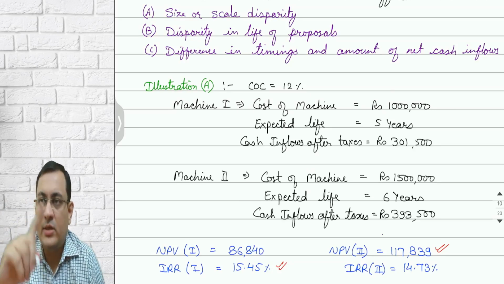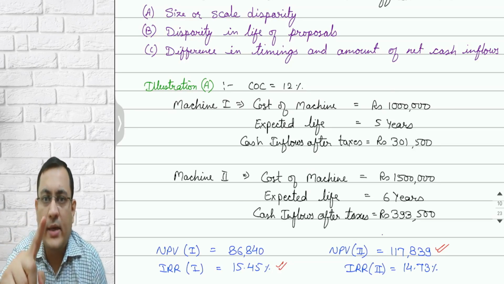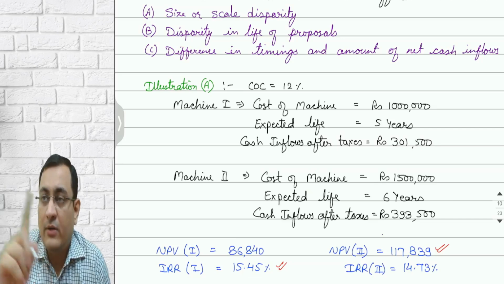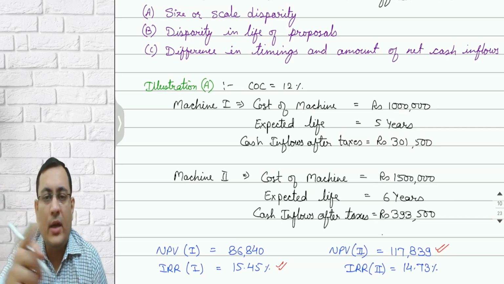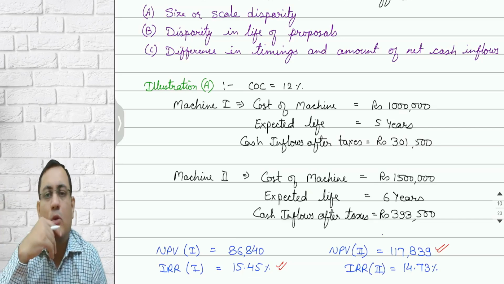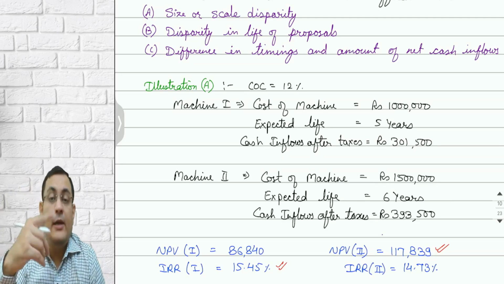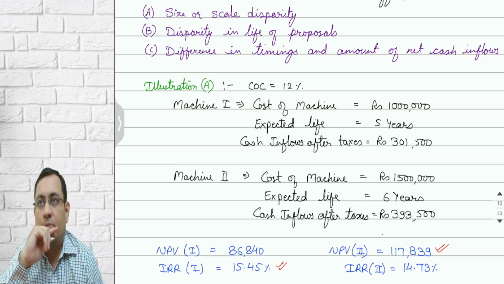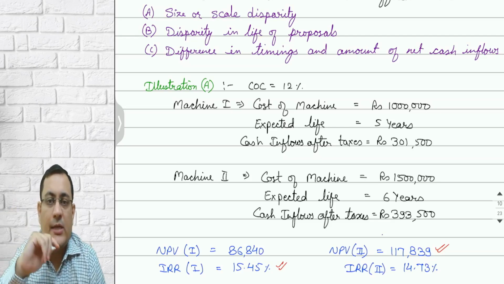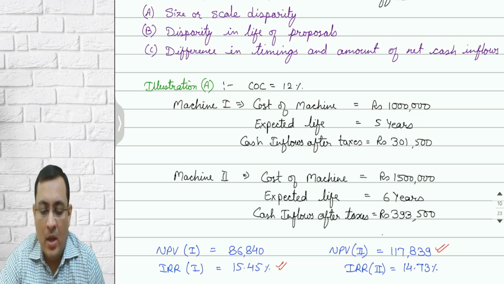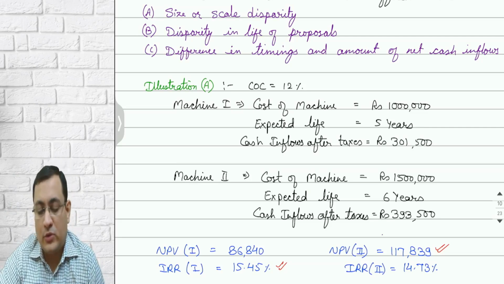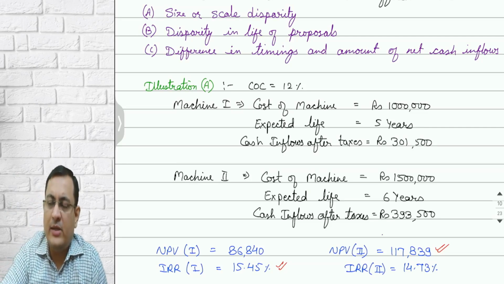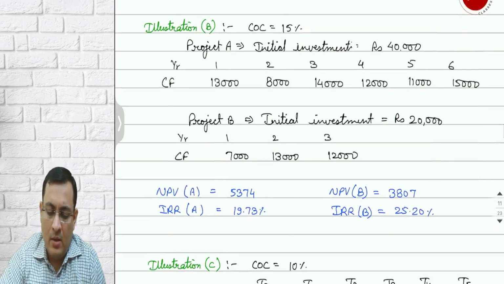This situation is arising only in the case of mutually exclusive projects, because if these are independent projects, both are giving positive NPV, we will select both the projects. But only one is required to be selected. So here there is a conflict. And this situation is called size and scale disparity. Second, disparity in life of proposals. Here also there is a difference, but very minor.